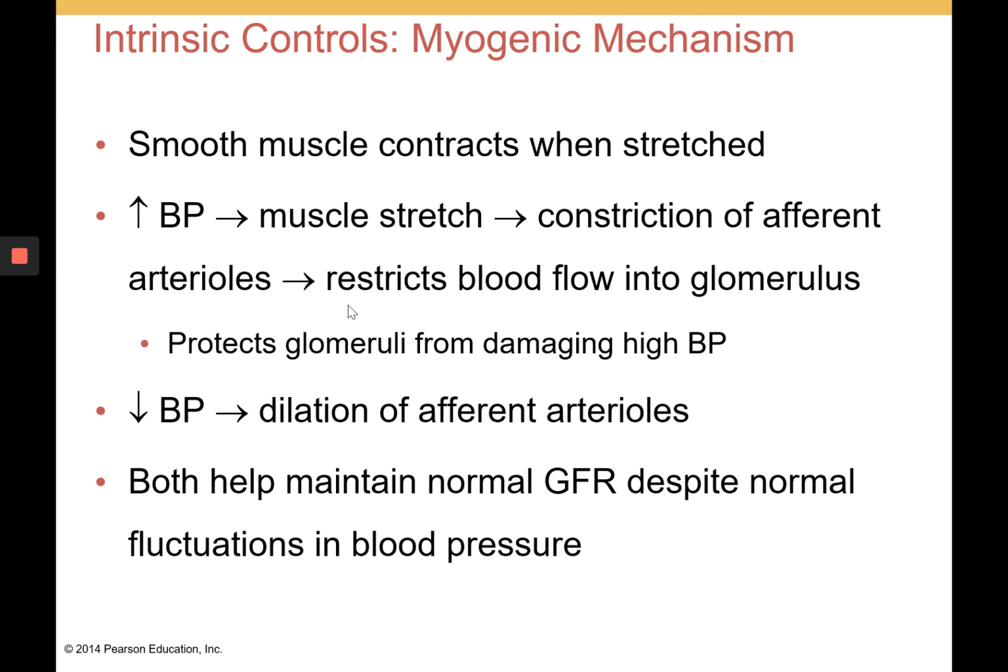We see the opposite occur with a decrease in blood pressure. The dilation of afferent arterioles will occur if there's no stretch. Therefore, no vasoconstriction of the afferent arteriole. It'll dilate instead, and that will allow more flow into the glomerulus. If we need that in order to compensate for decreased blood pressure, that is going to maintain normal GFR despite any fluctuations we're seeing in MAP that are affecting kidney blood pressure.